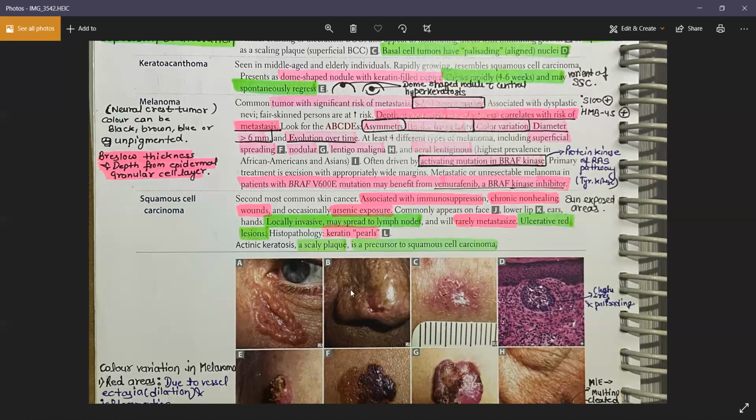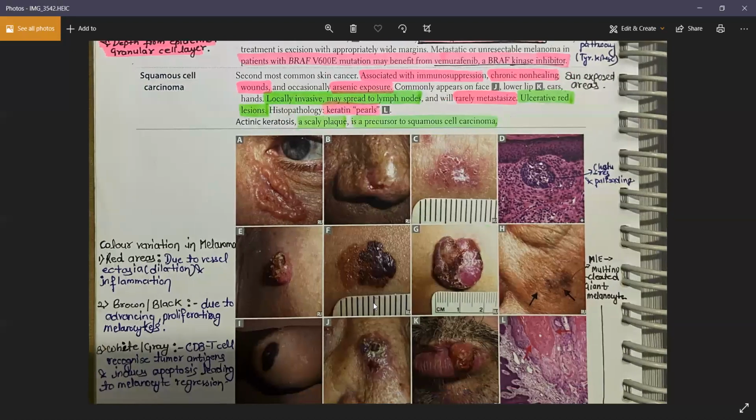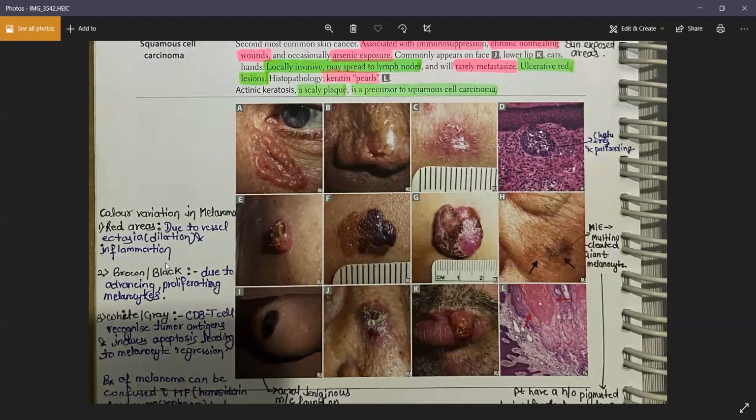Okay. And step 1 can also ask you why the color variations are existing. So for the red areas, it is due to the vascular formation. It is due to the angiogenesis and the vessel dilation. Okay. The black and the brown areas are the sites where the malignant cells are proliferating, and that's why releasing most of the melanin, and that's why these areas are hyperpigmented.